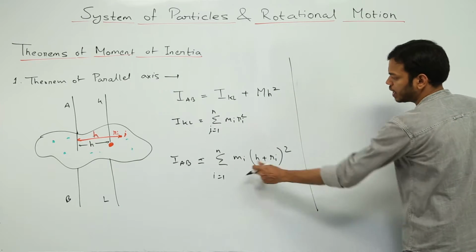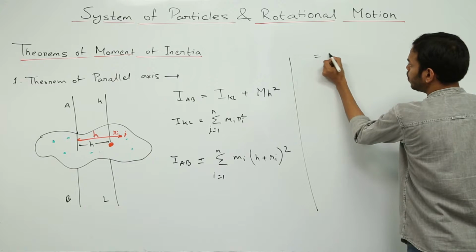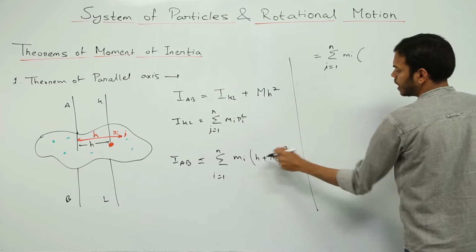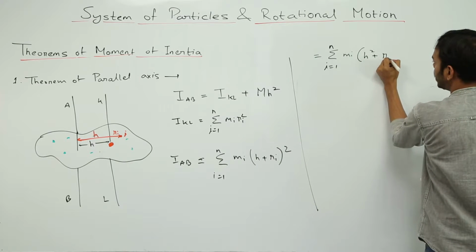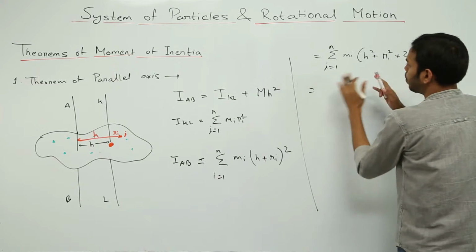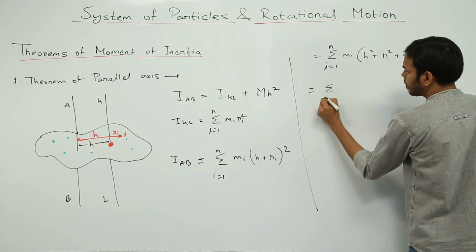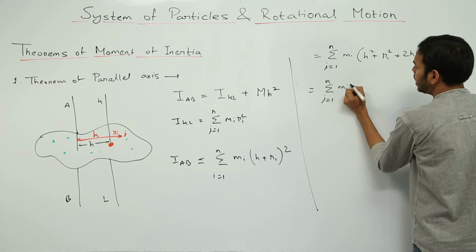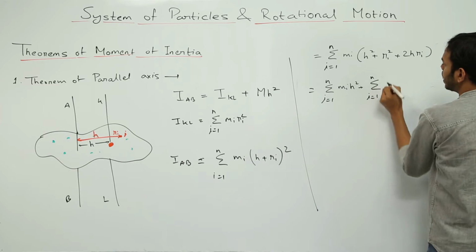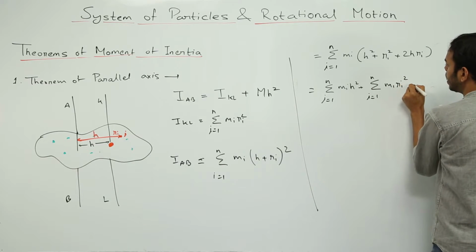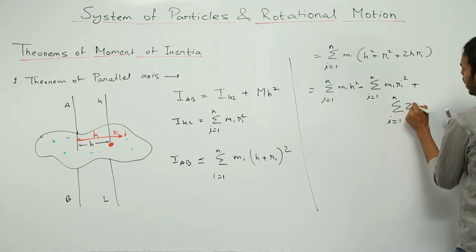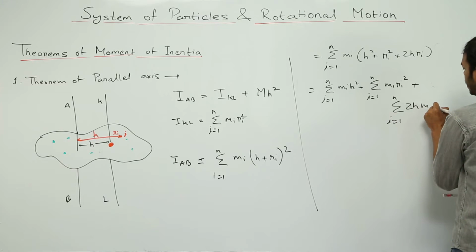So the expansion of this will give me what? This will be equal to summation i equal to 1 to n of mi times (a square plus b square plus 2ab), right? I am opening up the summation. It will be summation i equal to 1 to n of mi h square, plus summation i equal to 1 to n of mi ri square, plus summation of mi times 2h multiplied by ri.